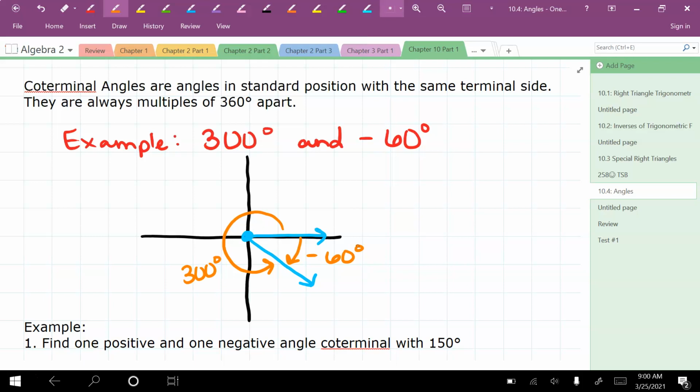They have the same ending point. So that co is just talking about you've got more than one angle and they have the same end result. They look the same, but they represent one's positive and one's negative.